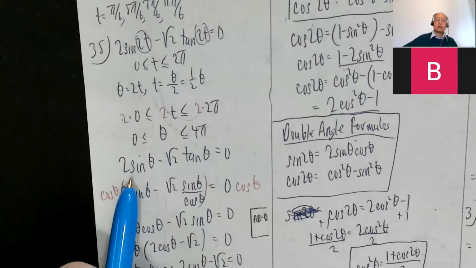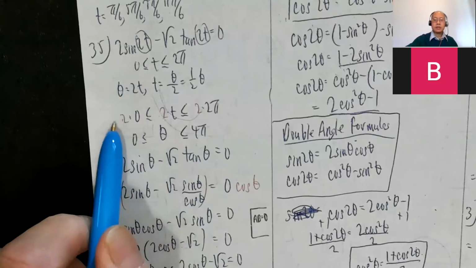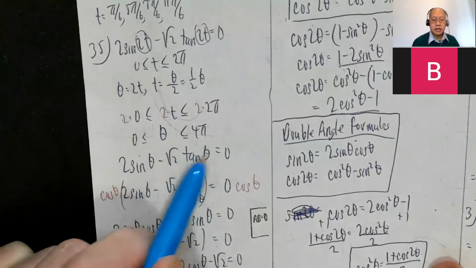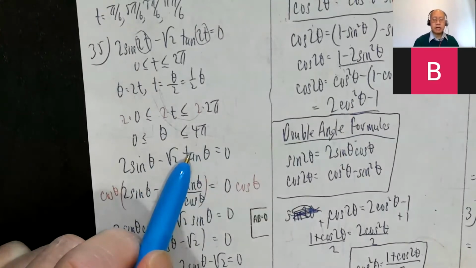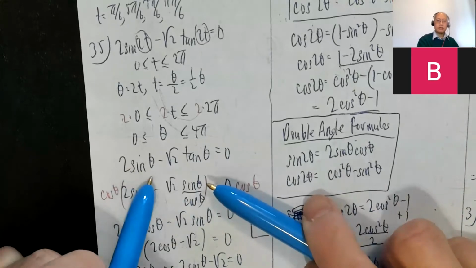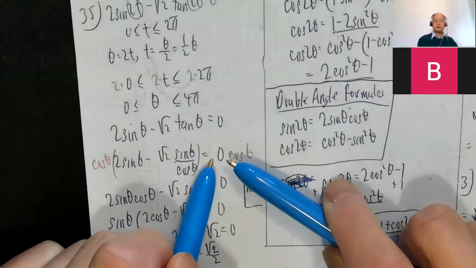Okay, now I'll work this out. So I like that a little bit better. It now says 2 sine theta minus radical 2 tangent theta equals 0. Still don't like it too much, but let me change tangent to sine over cosine. 2 sine theta minus radical 2 sine theta over cosine theta equals 0.